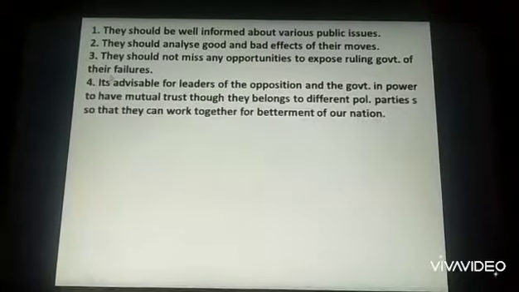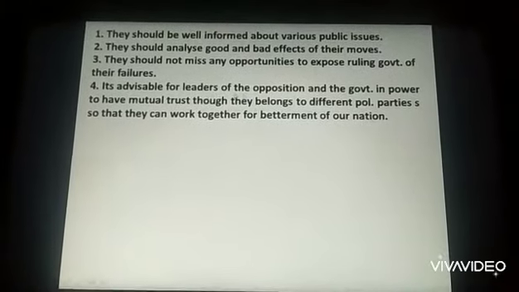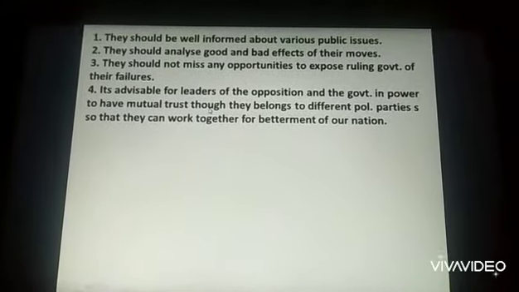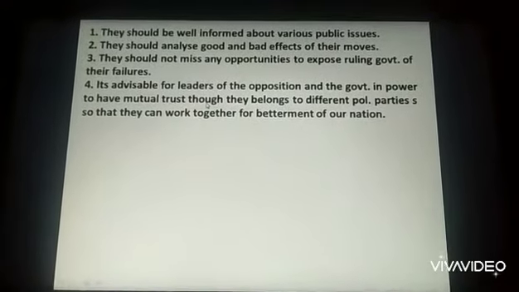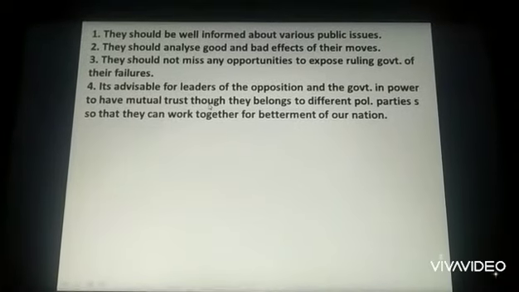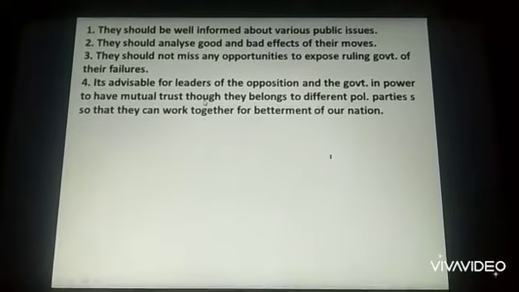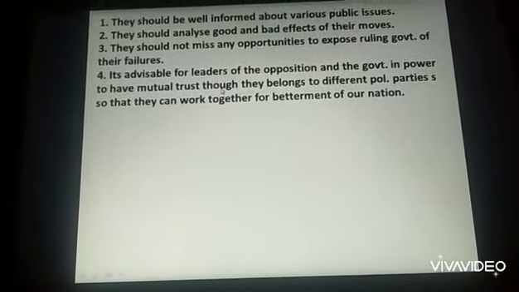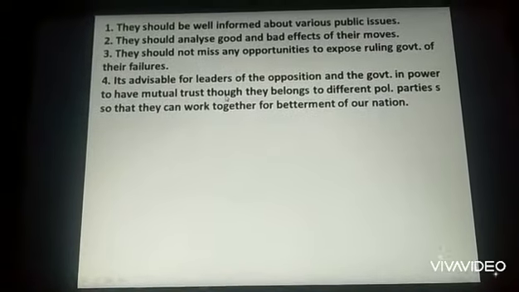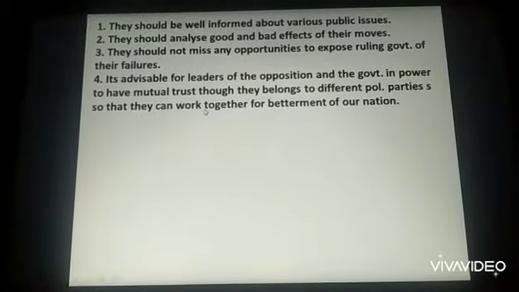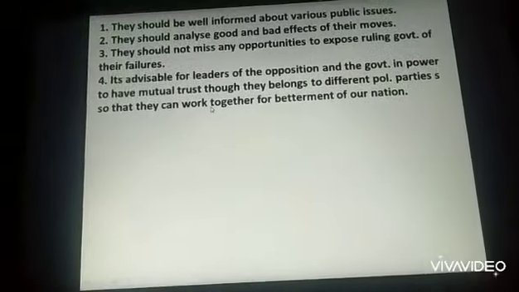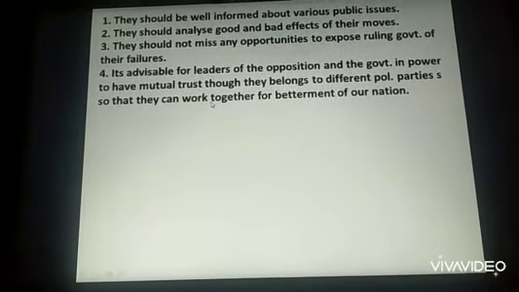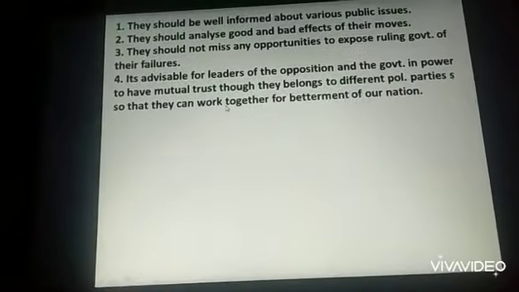The fourth one is it is advisable for the leader of the opposition and the government in power to have mutual trust. Though they belong to different political parties, their main objective is to work for the betterment of the people. So they should have a mutual understanding between one another. That is how they can work together hand in hand for the betterment of the country, the nation and the people in general.